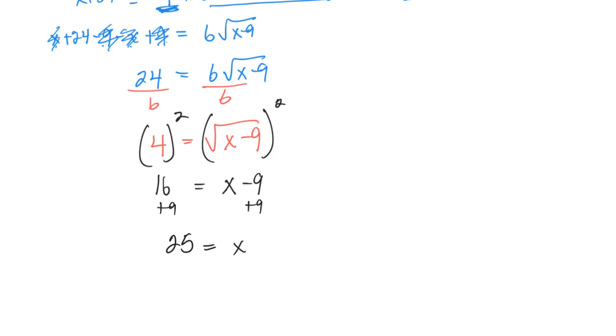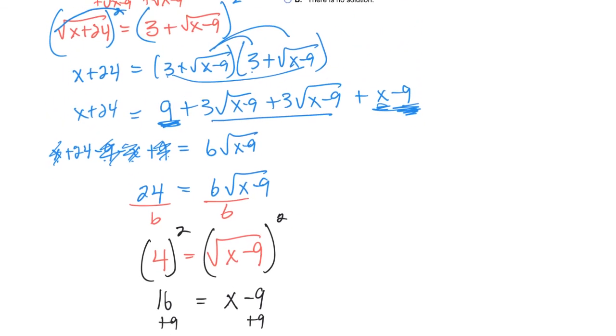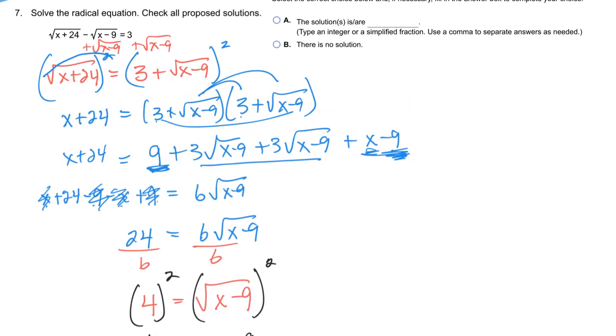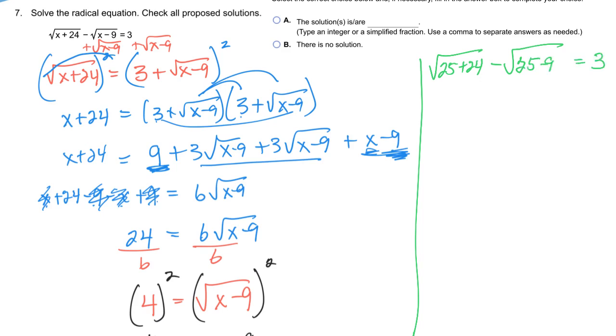Yeah, I think that's right. We can always check it. Let's check it. That's a good idea. Okay, let's check it in green. So root of, we got 25, right? So 25 plus 24 minus root 25 minus 9, is that equal to 3?